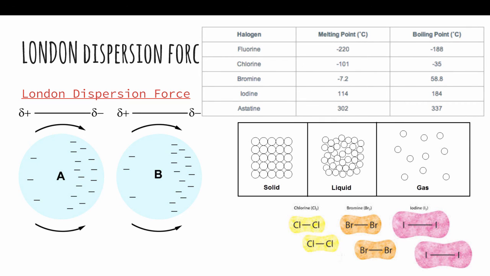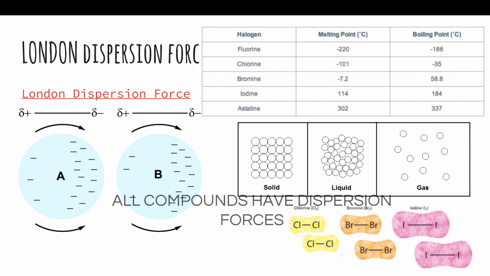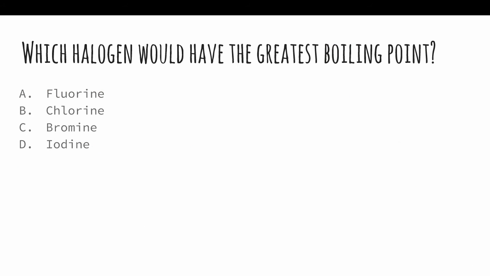And we can see this by looking at the melting points. All right, so remember, all compounds have dispersion force, and dispersion force gets greater with a greater number of electrons. So let's ask ourselves this quick question. Were you paying attention? Which halogen will have the greatest boiling point? Go ahead and stop the video for a second and see if you can look at your notes and figure it out.